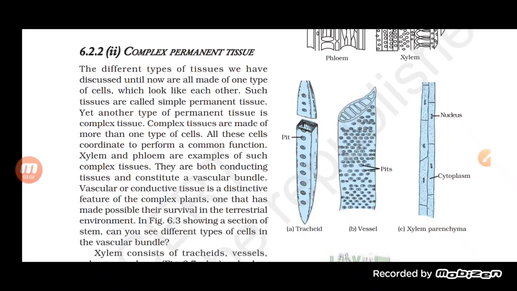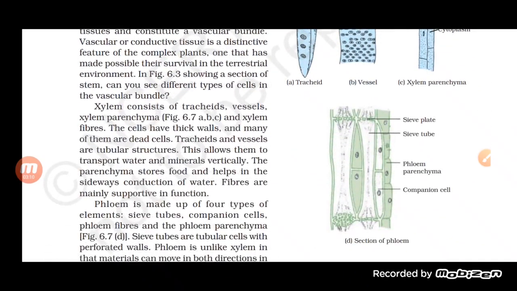Now, let's start with the xylem, students. Xylem basically consists of tracheids, vessels, and xylem parenchyma. It is the xylem vessel or the xylem tracheid which is responsible for carrying the water and minerals. These are the conducting elements which carry the material from one part of the plant to another. While xylem parenchyma are living cells which help in the exchange of material.